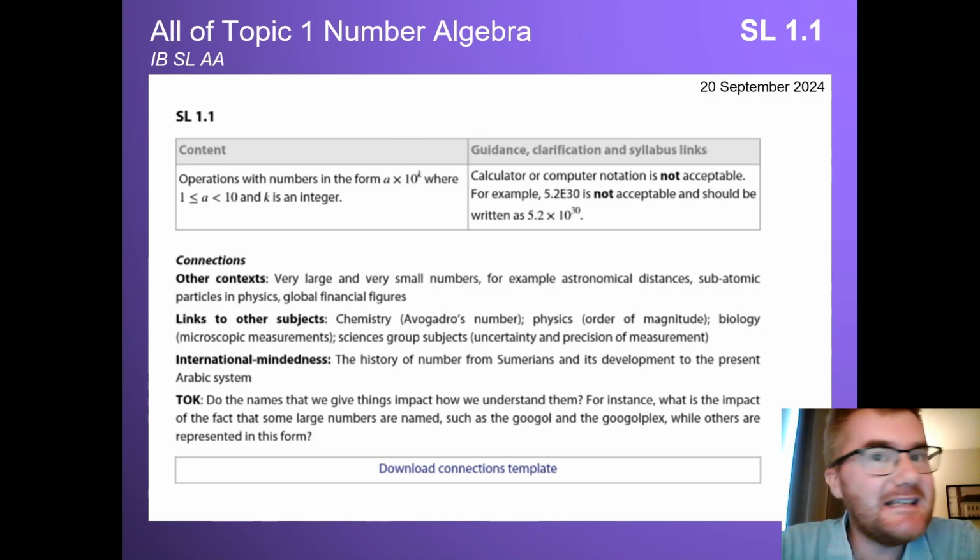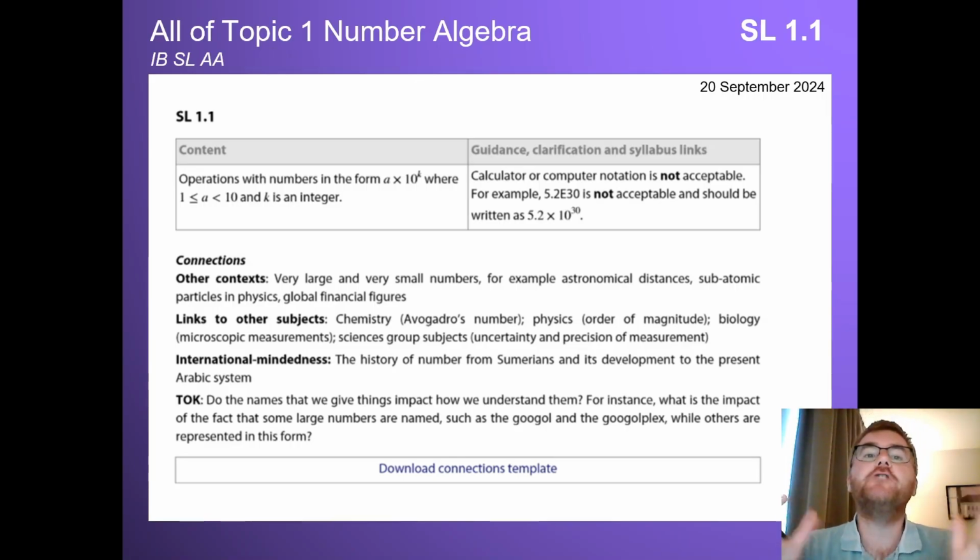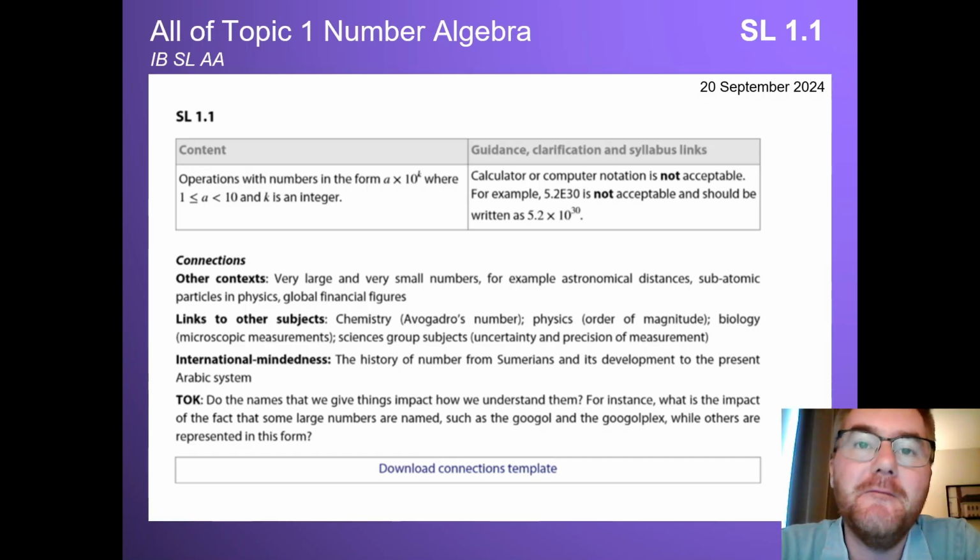So today is something slightly different. We're focusing on IB maths here, specifically SL AA, the standard level analysis and approaches. And this is going to be an all of topic 1 number and algebra video. So I'm trying this out for the very first time.